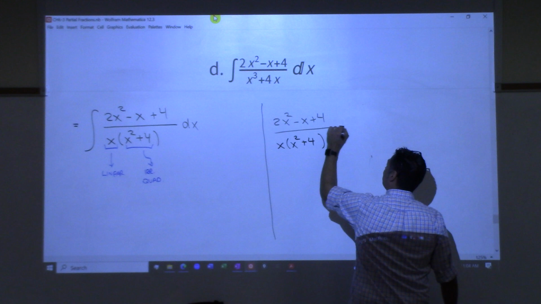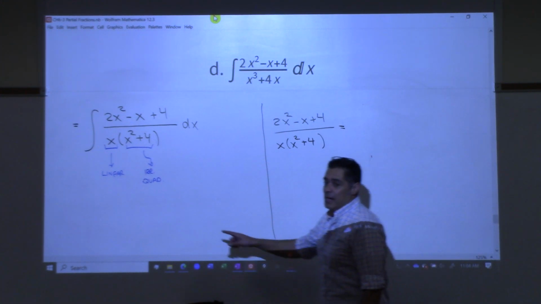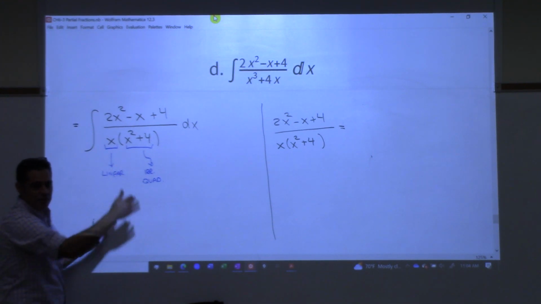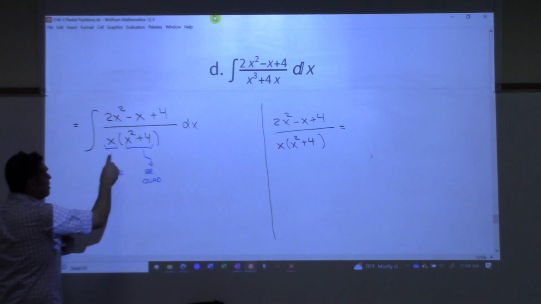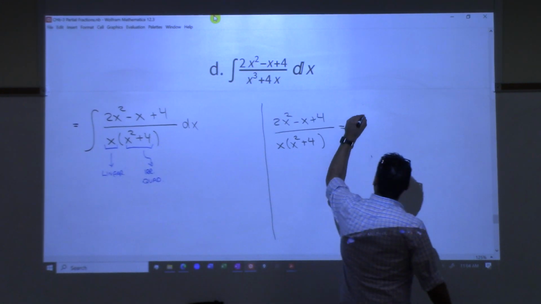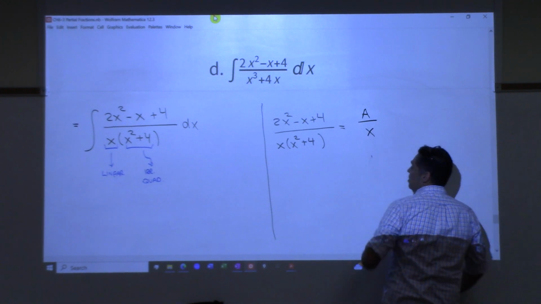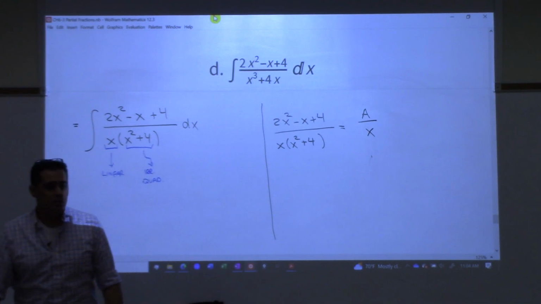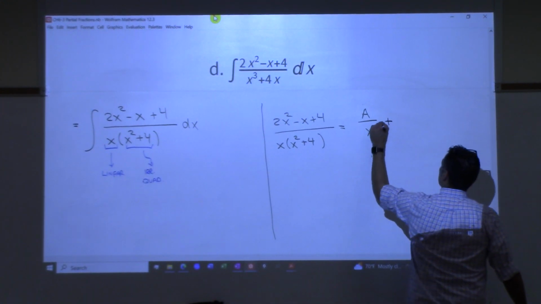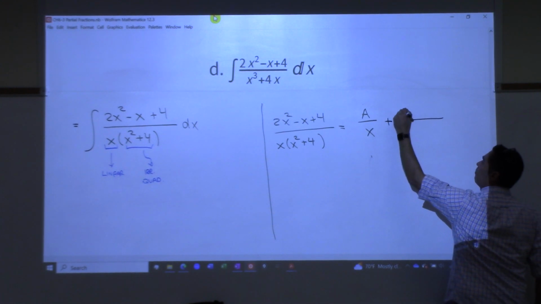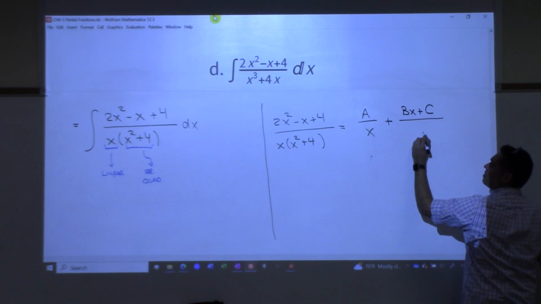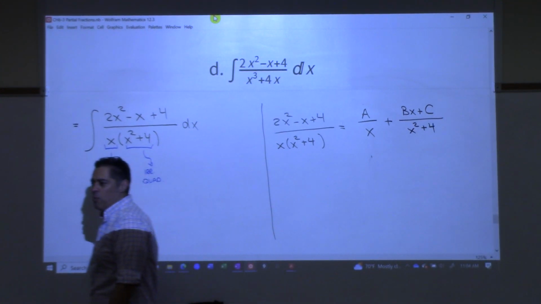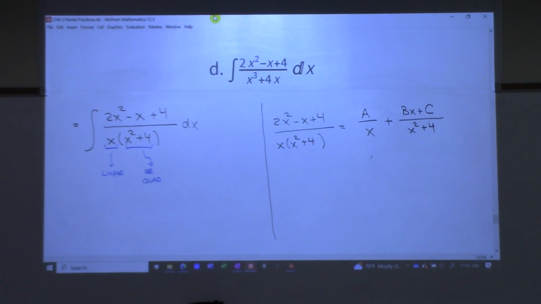So for every linear factor I have, I need to put an A over that linear factor, B or C. But I only have one linear factor, so I'm just going to put an A on top of x. And I'm done with that. What do we do for a quadratic that's irreducible? Yeah, we put a linear expression on top. We put Bx plus C on top of that irreducible quadratic. Why? Because that's the method. That's what works. That's what will help us do the partial fraction decomposition.